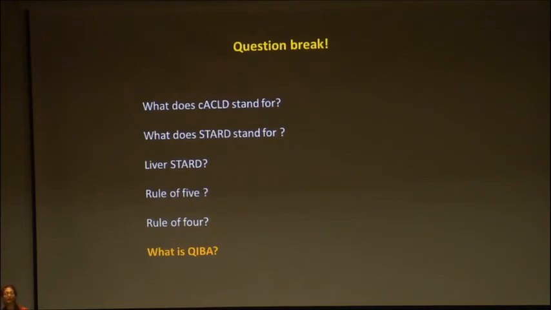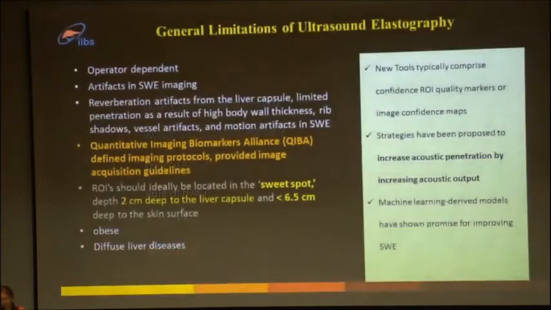Hepatology. Anyone? What does STARD stand for? What is liver STARD? What is the rule of 5, rule of 4? What is QIBA? Anybody knows? Okay, I'll cover them in my slides next.